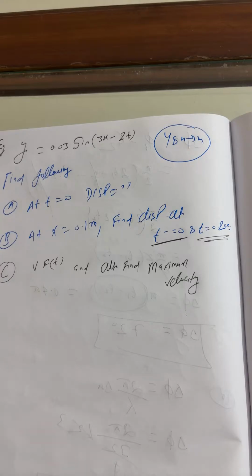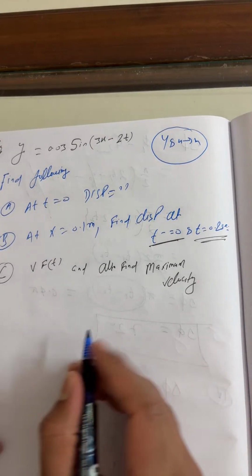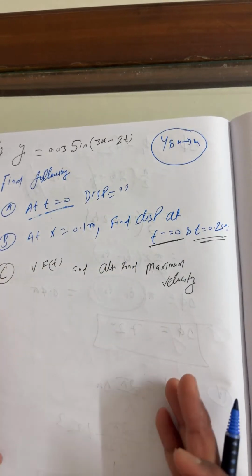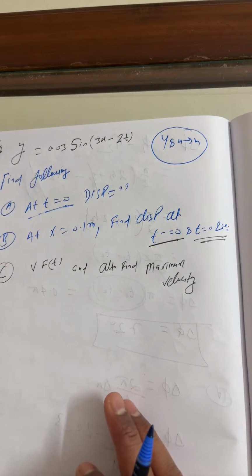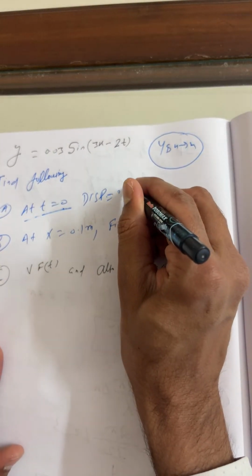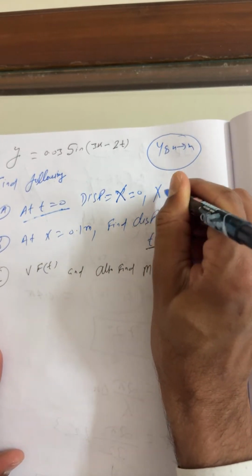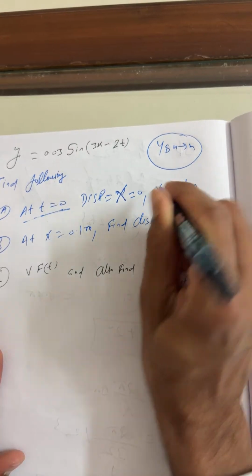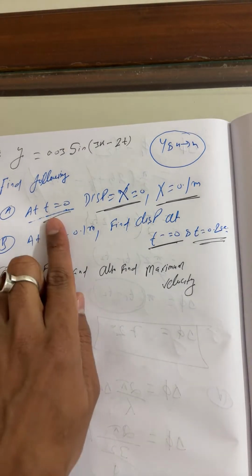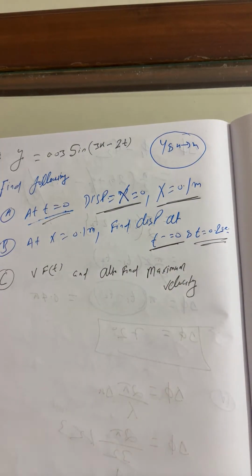Okay, now listen carefully here. I'm going to solve these questions. I said t equals 0, you have to find the displacement, but in a different way. One time you have to take x equals 0, and one time you have to take x equals 0.1 meter. You need to find displacement for this region, and time remains 0. Then we have to find the displacement.